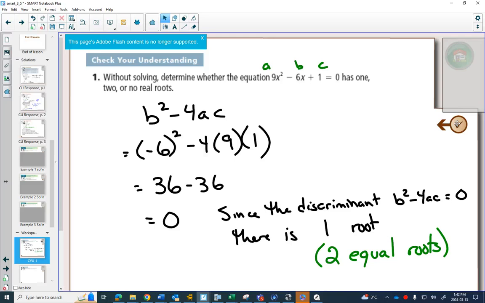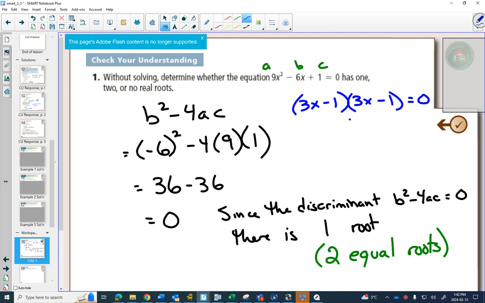If we wanted to solve this, it does factor, because anytime it's 0 inside, it will work out nice. There it is, 3x minus 1, 3x minus 1. You get 1/3 as the answer. You happen to get that answer twice. But that would be the solution. So if we solved it, we'd be able to say there's one root. If we didn't want to solve it, all we have to look at is the discriminant and interpret what that means. And since the discriminant was 0, we would know that there's only one root.